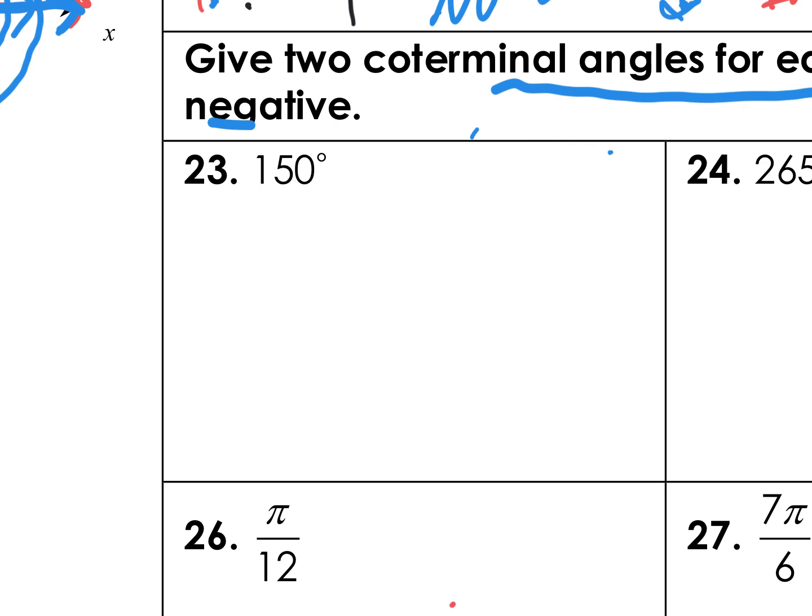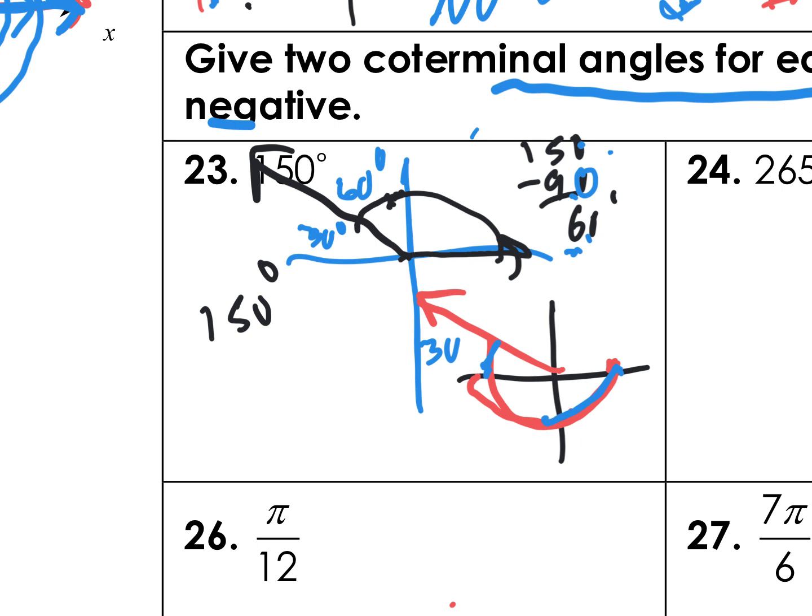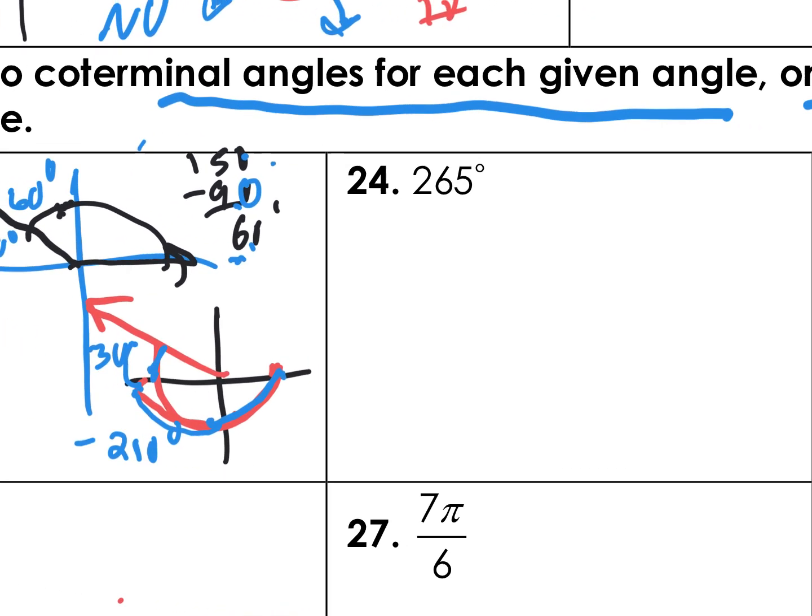So let's try it again. Negative 90, negative 180. 180 plus 30 is 210. That's a negative 210 angle. So these two angles, one positive, one negative, are considered coterminal. And they are difficult to do sometimes, but let's try one more here.